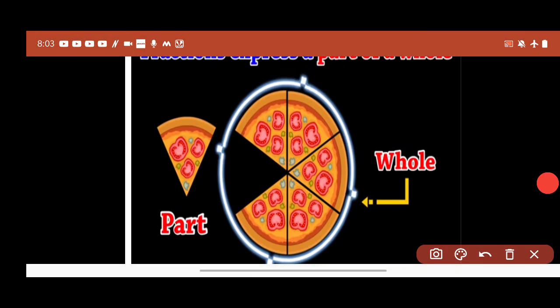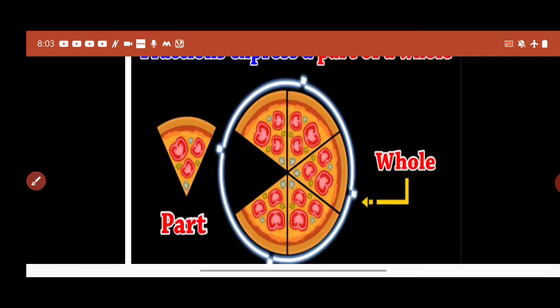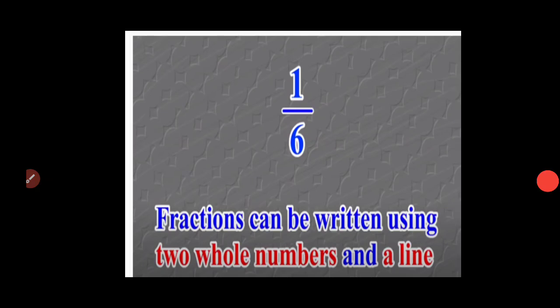As you can see, this pizza was whole, and if you take out some part of it, then basically it is a part of this whole pizza. This particular piece is a part of this whole pizza. So this is what a fraction is about. And how do you represent that? Over here, if you can see, this is how we represent fractions.